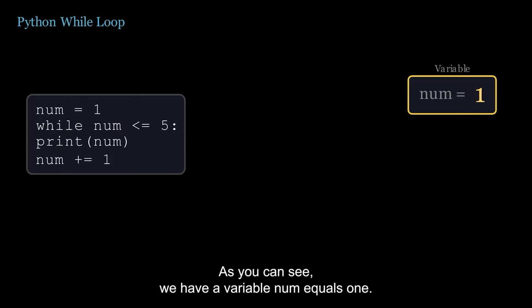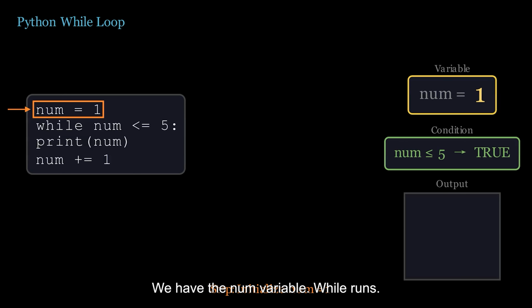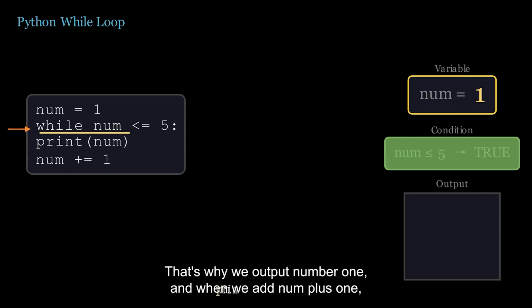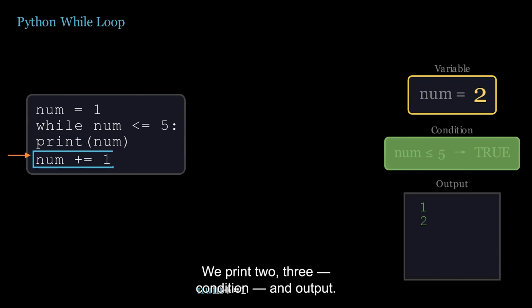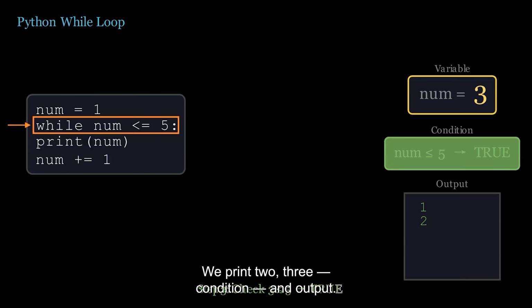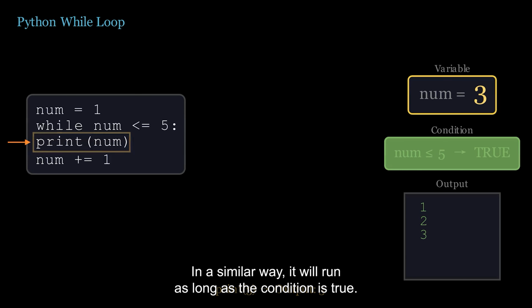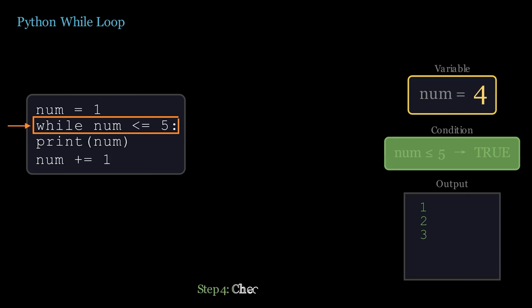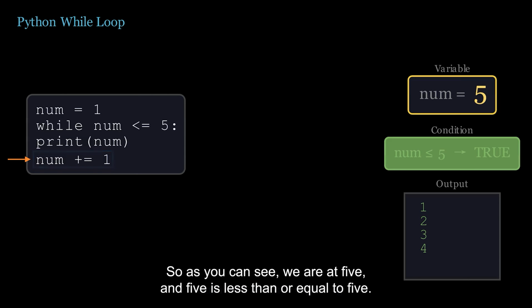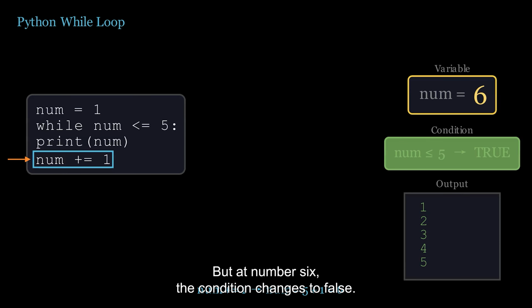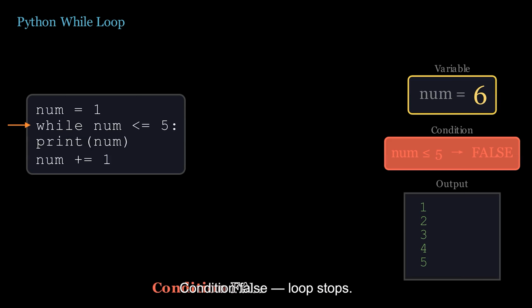As you can see, we got a variable num, 1. While runs, the condition is true. That's why we output number 1. And when we add num plus 1, the num becomes 2. The condition is still true. We print 2, then 3. Condition, and then output. In a similar way, it will run till the condition is true. But at one point, the condition will be false, right? So as you can see, we are at 5, and 5 is smaller or equal to 5. So that's why we printed this. But at number 6, the condition changes to false. So condition false. Loop stops in while loop.